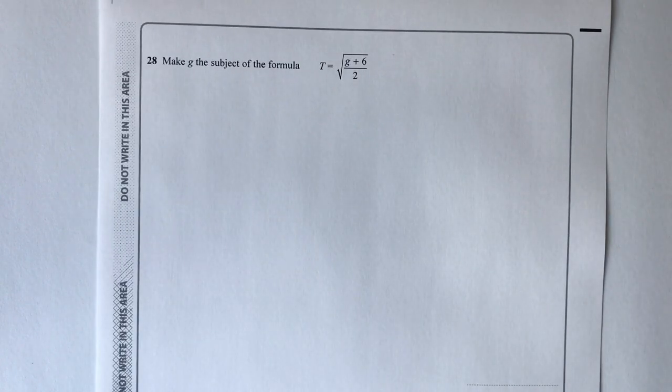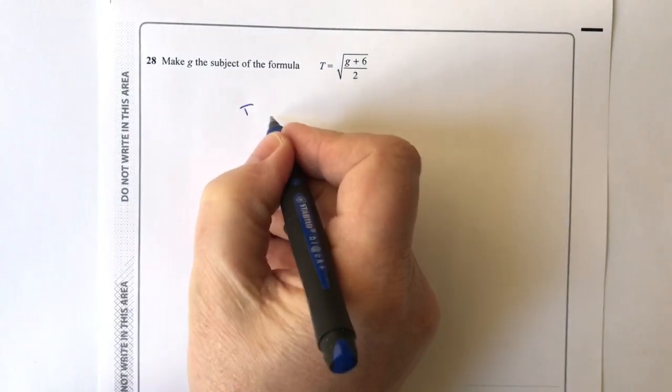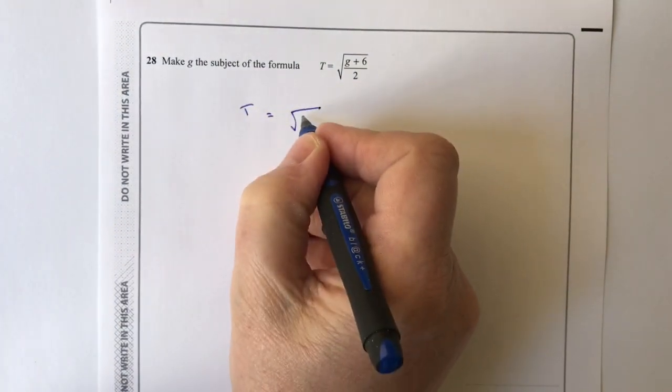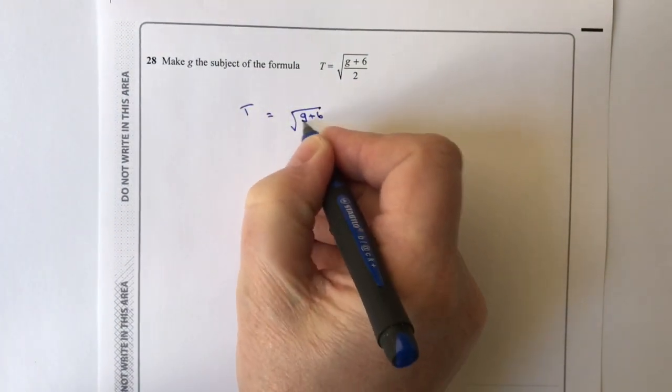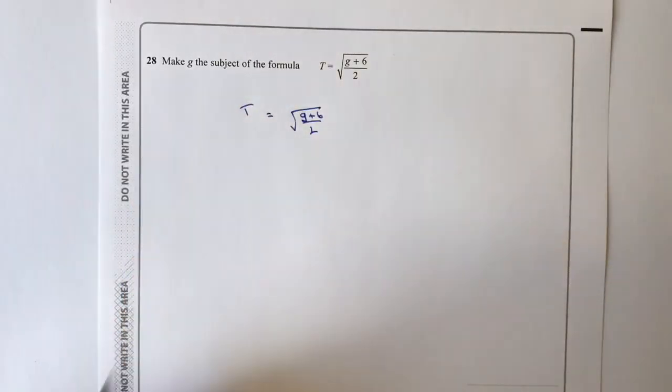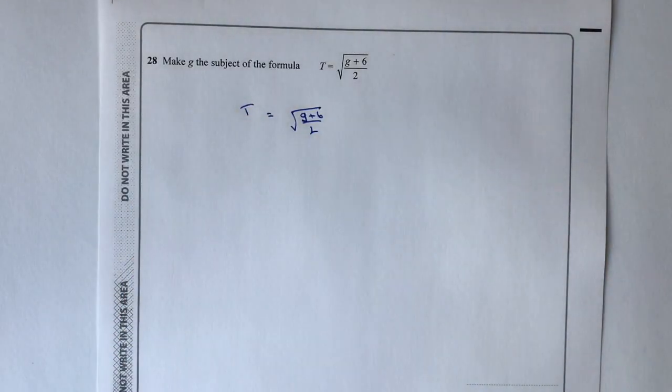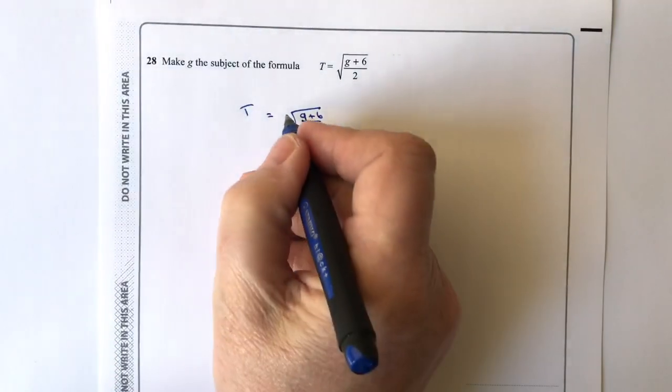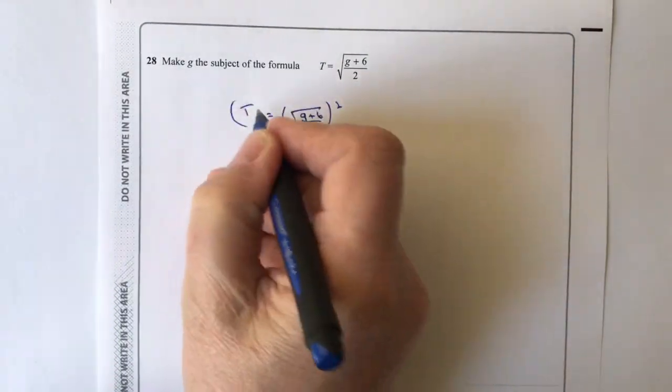So this is really where algebra does kind of come into its own. It's slightly tricky because we've got this square root to deal with. So in order to deal with a square root, we need to get rid of it, and the way we're going to do that is we're going to square both sides. I've started off with t equals root g plus 6 over 2. I'm going to make g the subject of the formula. Well, the first thing I ought to do is get rid of this square root. So I'm going to put it in brackets and square it.